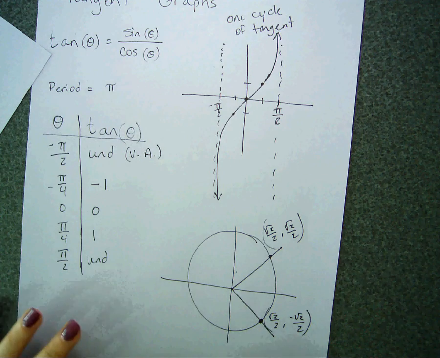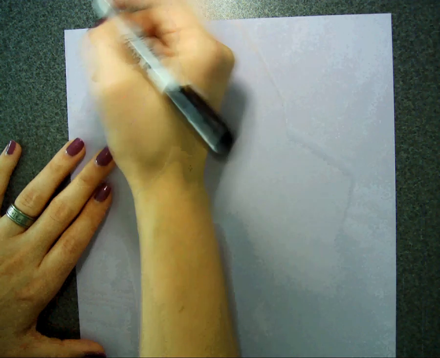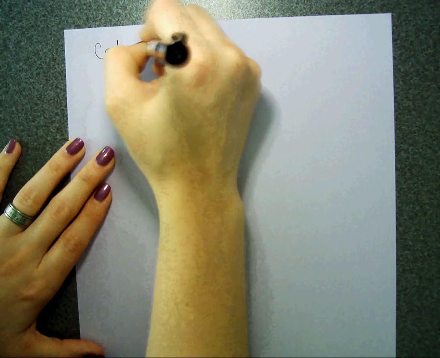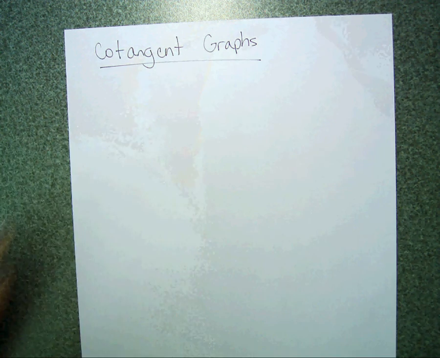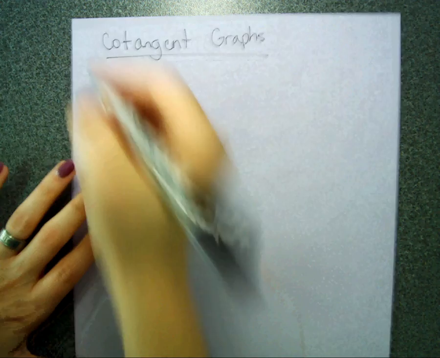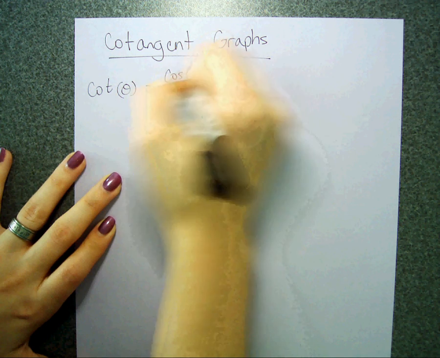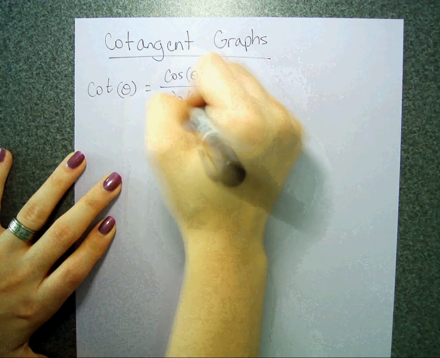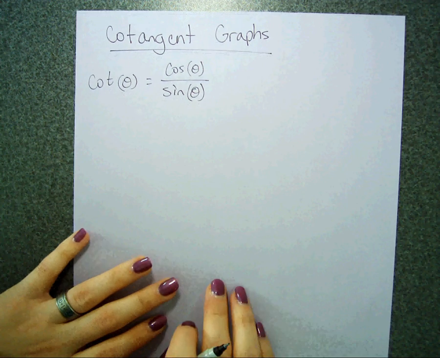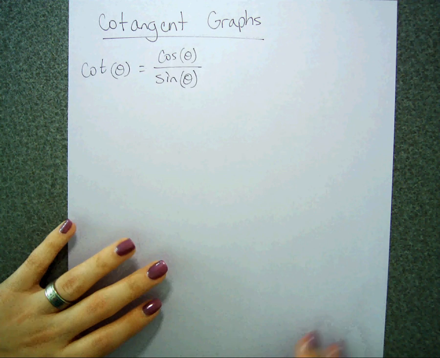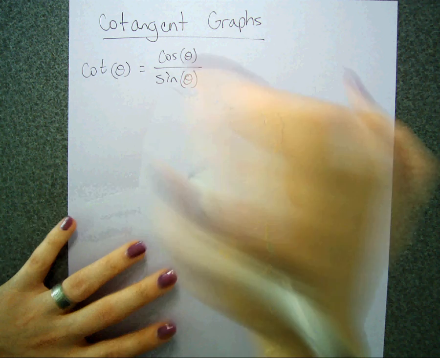Okay? All right, so let's look at cosine. I'm sorry, cotangent. All right, so the cotangent graphs. Remember that cotangent is equal to cosine over sine. And so the cotangent graph is going to look very similar to the tangent graph. But now, instead of having vertical asymptotes where cosine is 0, we're going to have vertical asymptotes where sine is equal to 0.